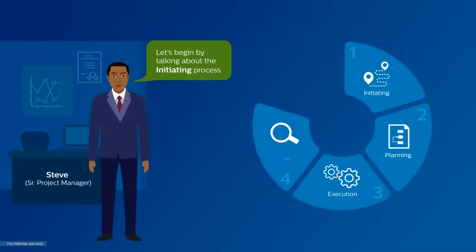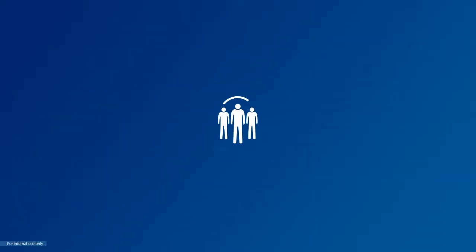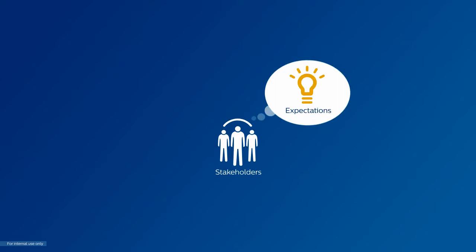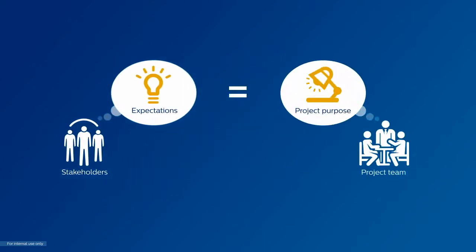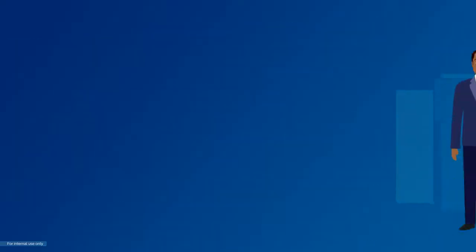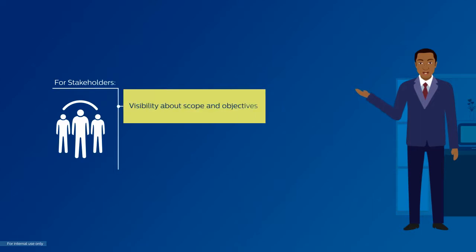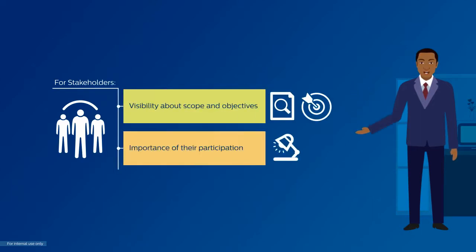Let's begin by talking about the initiating process. Aligning stakeholders' expectations with the project's purpose is the key activity in this process. This allows me to keep stakeholders informed about the scope and objectives and show them how their participation can help achieve the expectations.